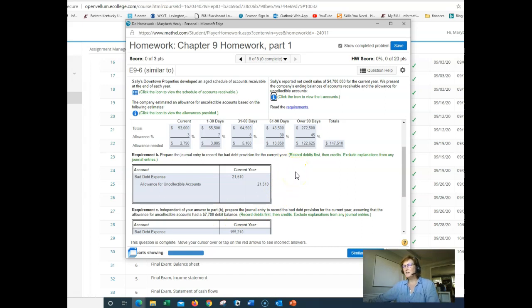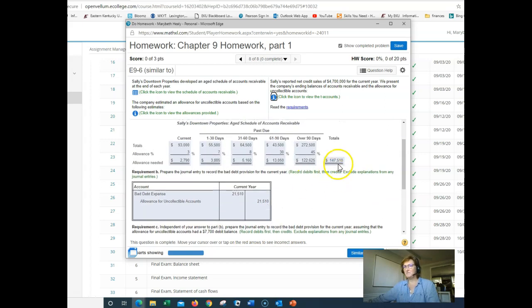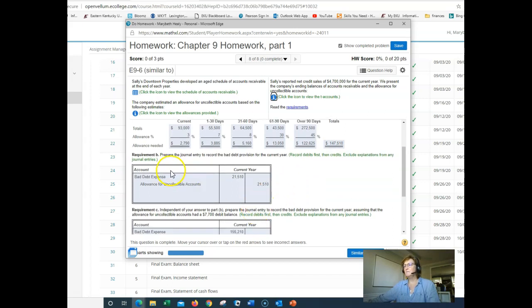But if you think about it, we have a debit balance of 7,700. We need a credit balance of this amount. So what we're going to have to do is add that debit balance 7,700 to 147,510. And by doing so, that allowance account will end up at the correct amount, which is 147,510. And at the same time, bad debt expense is then recorded. So bad debt expense in this case ends up being a little higher than the amount needed in allowance.